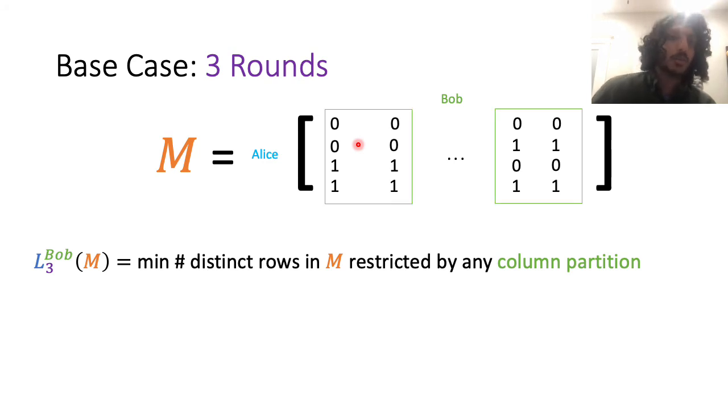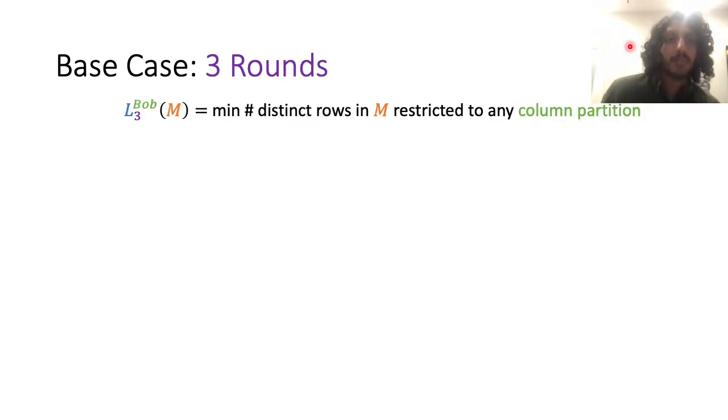For example, here you could split this matrix into this submatrix and this submatrix, and in this submatrix you only have 2 distinct rows, and in this submatrix you only have 2 distinct rows. So then your total number of distinct rows across the column partition would be 4. Again, I'm lying here a little bit, but let's not worry about that. Now we have this combinatorial quantity, which at least seems easy to describe.